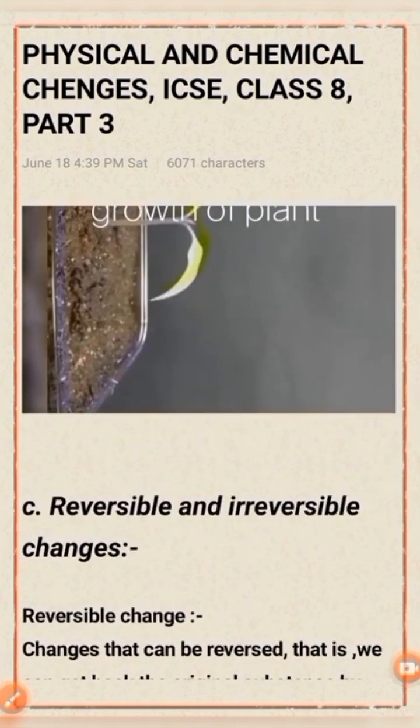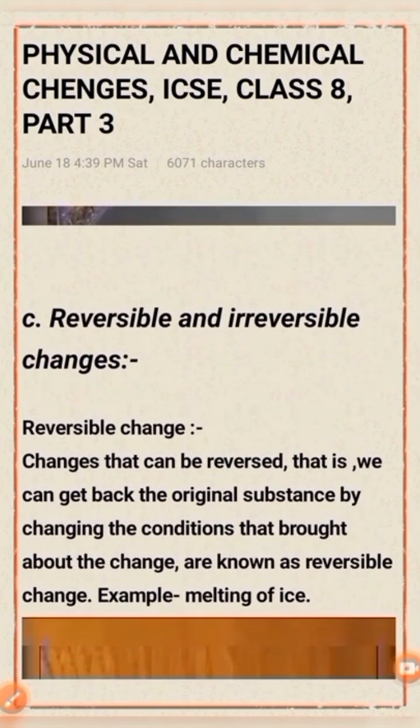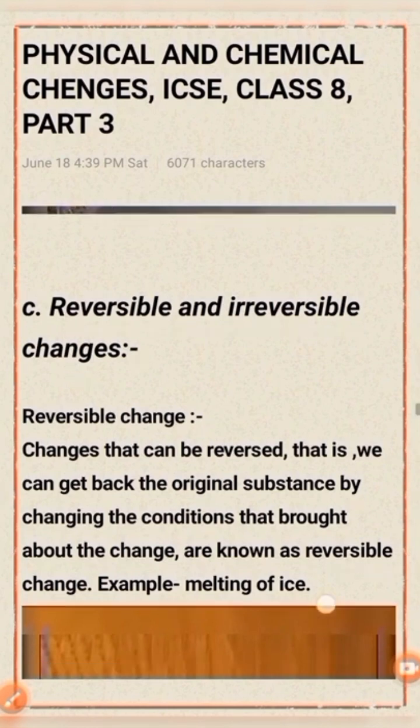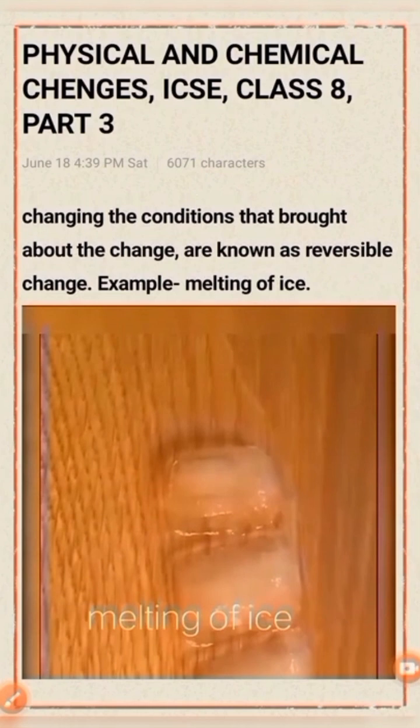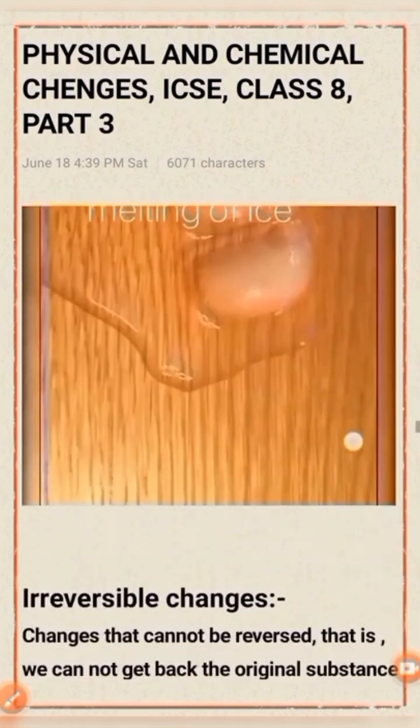Okay, next difference: reversible and irreversible changes. Reversible changes: changes that can be reversed, that is, you can get back the original substance by changing the conditions that brought about the change, are known as reversible changes. Example, melting of ice. Show the video of melting of ice.